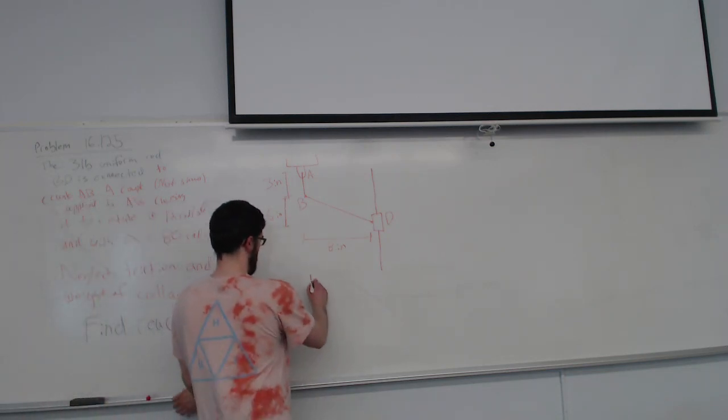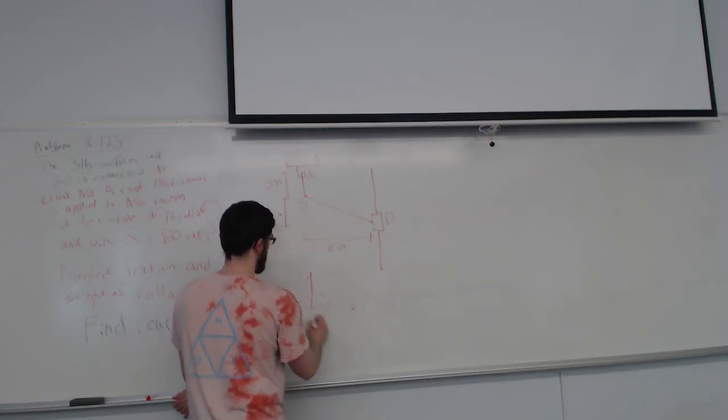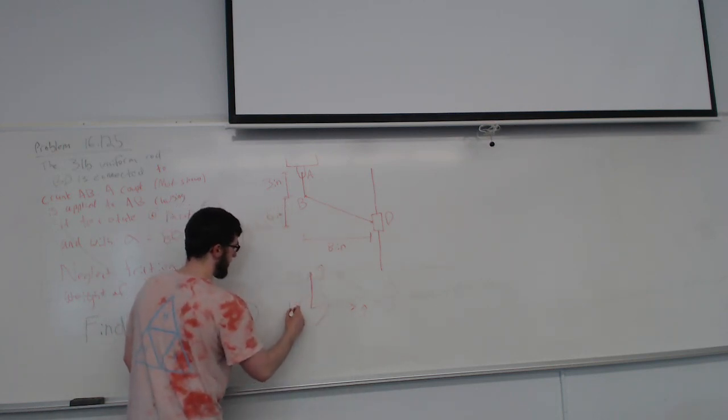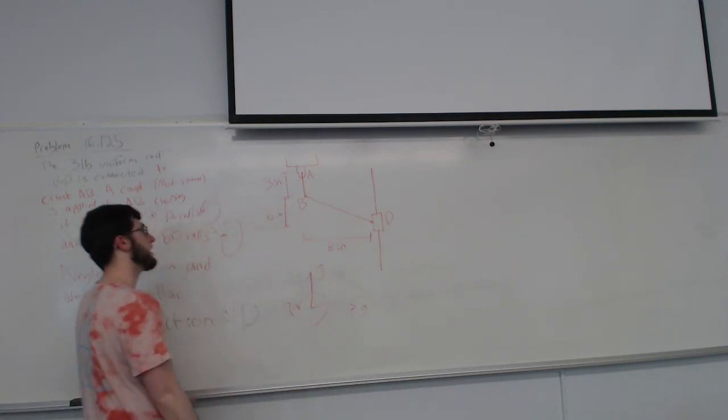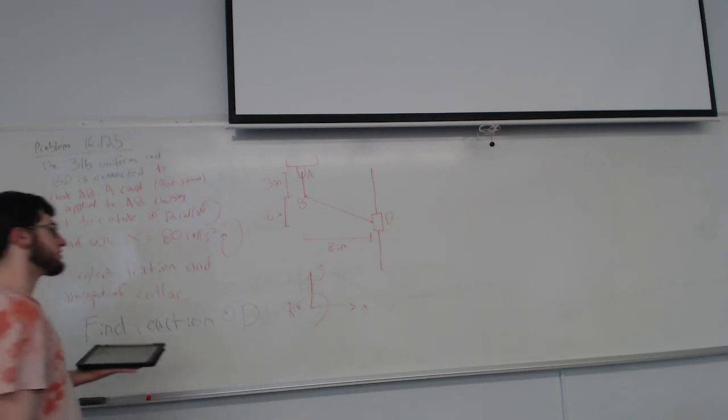Before I start, I'm just setting up my coordinate system. So I'm saying this is positive I, this is positive J, and this is positive K. Now I'm just going to state my givens.